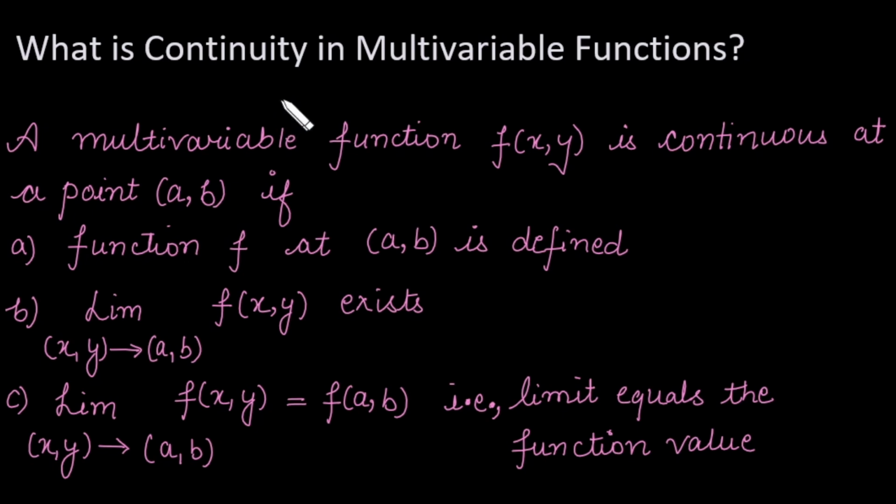For a function of multiple variables, continuity means the same thing, but we need to consider more things in multi-dimensions. To say that the function f(x, y) is continuous at a particular point, suppose (a, b), we need these three conditions. First, the function at that point must be defined. This means there is an actual value of the function at (a, b).